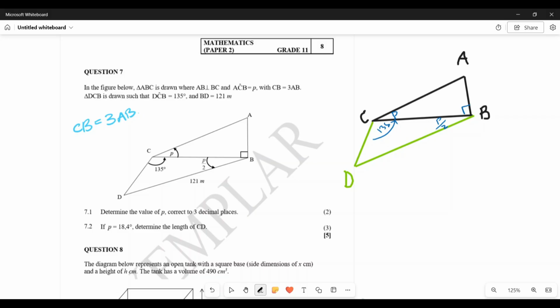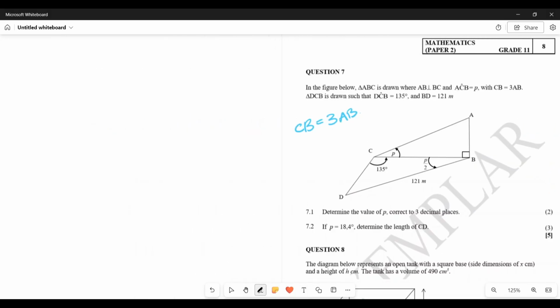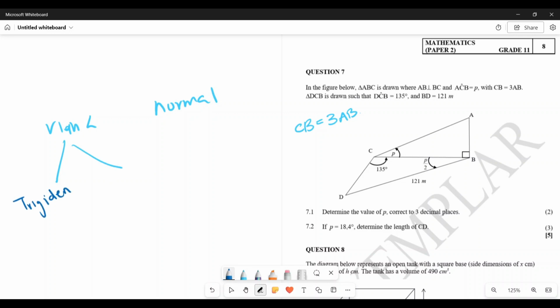Every time they ask you to solve something, these are the questions you should ask yourself. What kind of triangle is given? Is it a right angle triangle or is it a normal triangle? If it's a right angle triangle, to solve for whatever line or angle, you're going to use your trig identities, or you're going to use the theorem of Pythagoras.